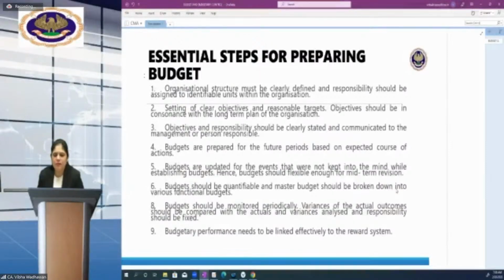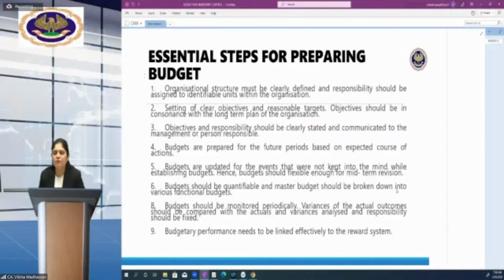Before budgets are prepared, objectives and responsibilities should be clearly stated. So every department, every person, whether individual or a group, has to be assigned a responsibility for it and communicated to the management or person responsible. So whatever responsibility is given has to be communicated also, then only they will be answerable.